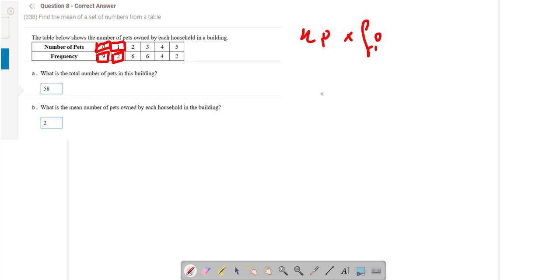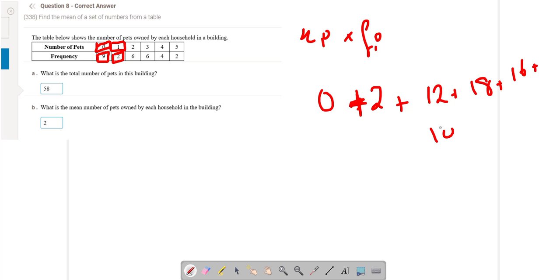So 9 times 0 is 0, plus 2 times 1 is 2, plus 6 times 2 is 12, plus 6 times 3 is 18, plus 4 times 4 is 16, plus 5 times 2 is 10. You add that all up in your calculator, 0 plus 2 plus 12 plus 18 plus 16 plus 10, you're going to get 58. You solved the hard part at this point.